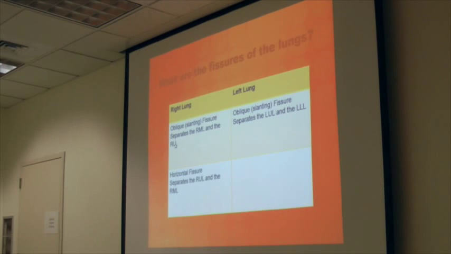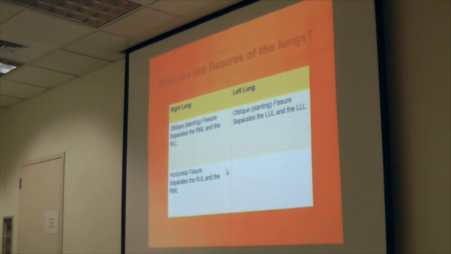All right, so the commonality is the lower lobe has the oblique fissure. This one separates right middle lobe and right lower lobe. This one separates left upper lobe and left lower lobe. The right lung has a horizontal fissure, so you can tell which direction that one goes in, and that's between the right upper lobe and the right middle lobe.